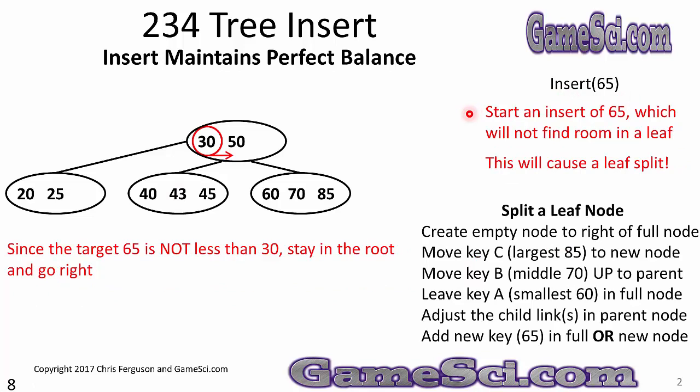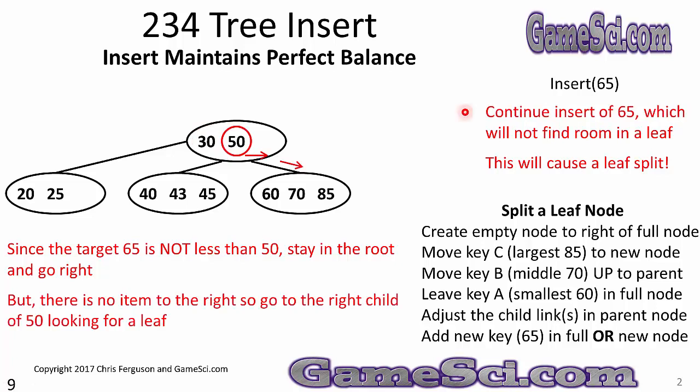Insert of 65. Start an insert of 65, which will not find room in a leaf. This will cause something called a leaf split. We are going to end up trying to place it here, but there's no room in here. So we're going to have to split a leaf node. Since the target 65 is not less than 30, stay in the root and go to the right.